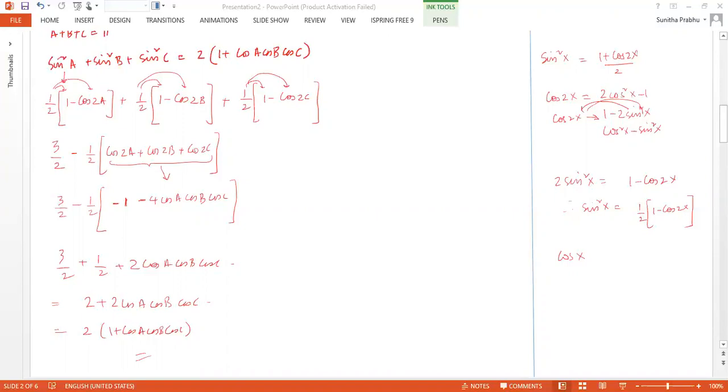Sir, I have a doubt. Tell me. How did you take minus 1 by 2 common in the second step? Okay, expand this for me. 1 by 2 into 1 minus cos 2. Oh, cos 2a by 2. Okay, got it. Fine.